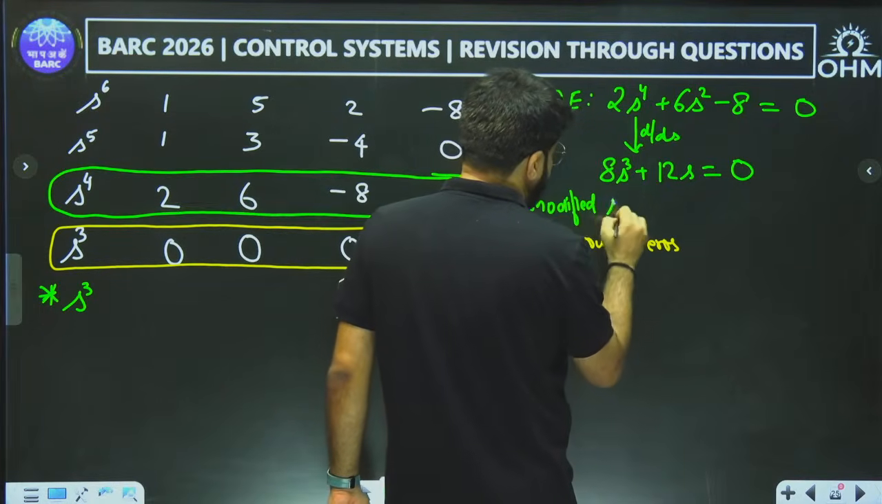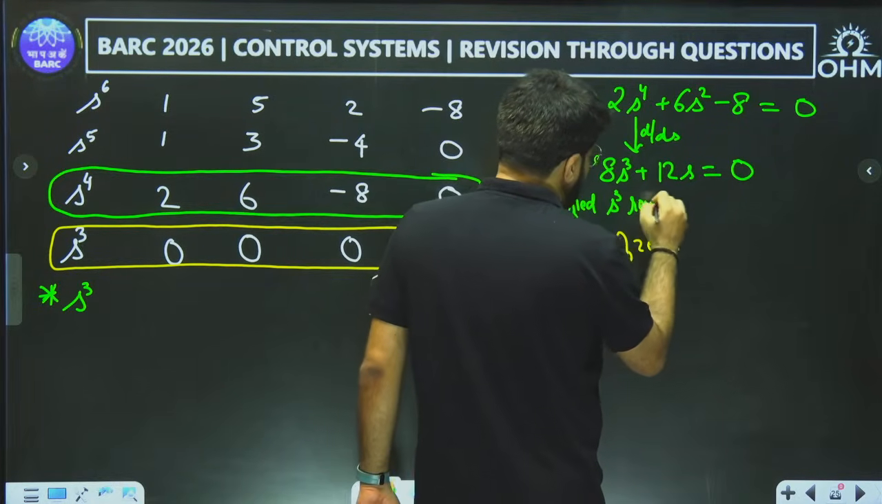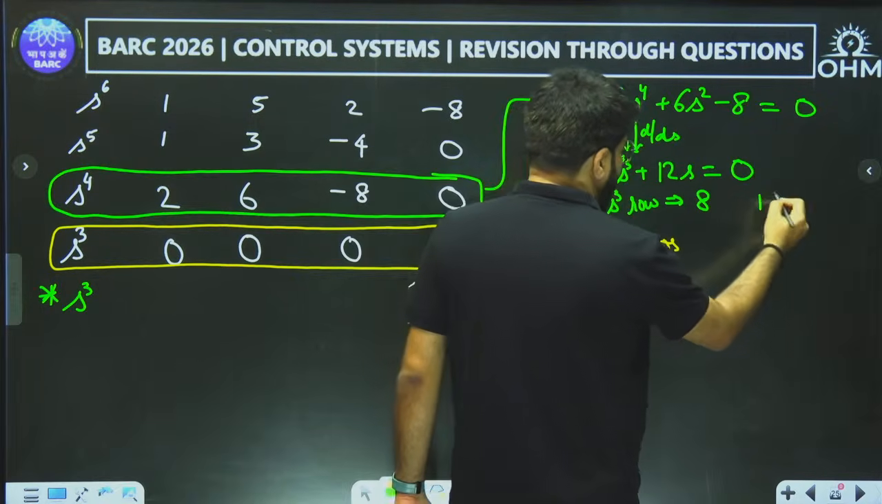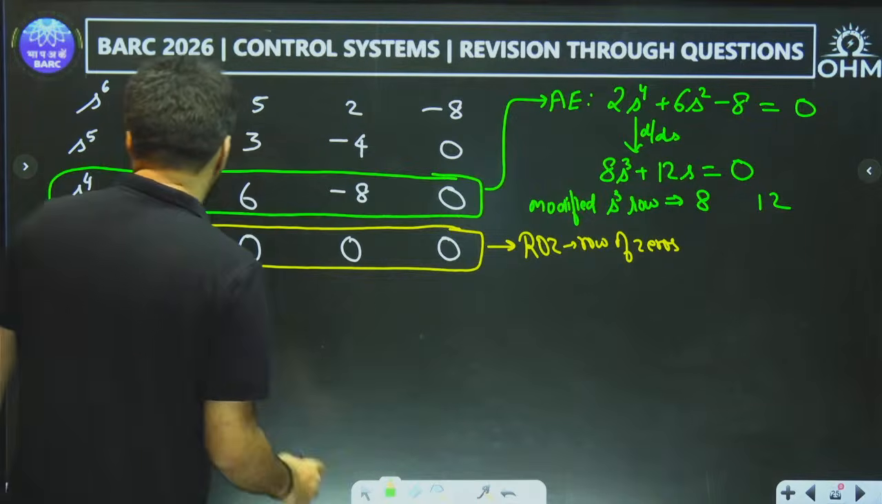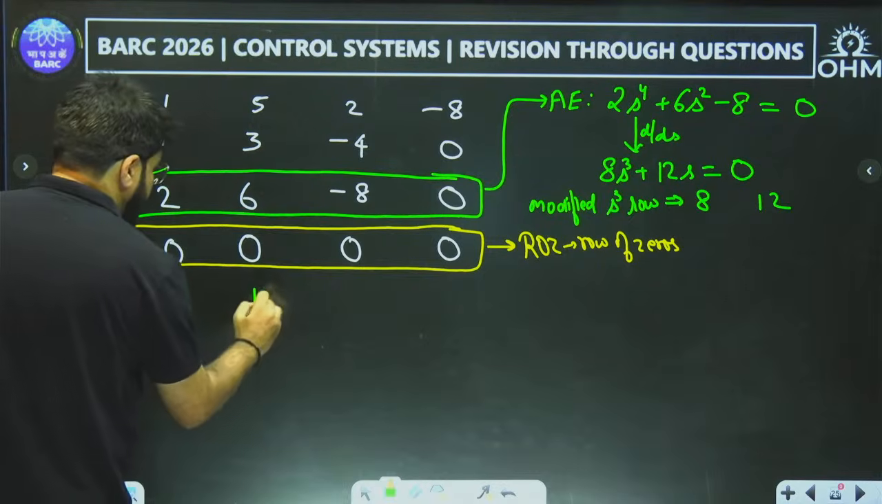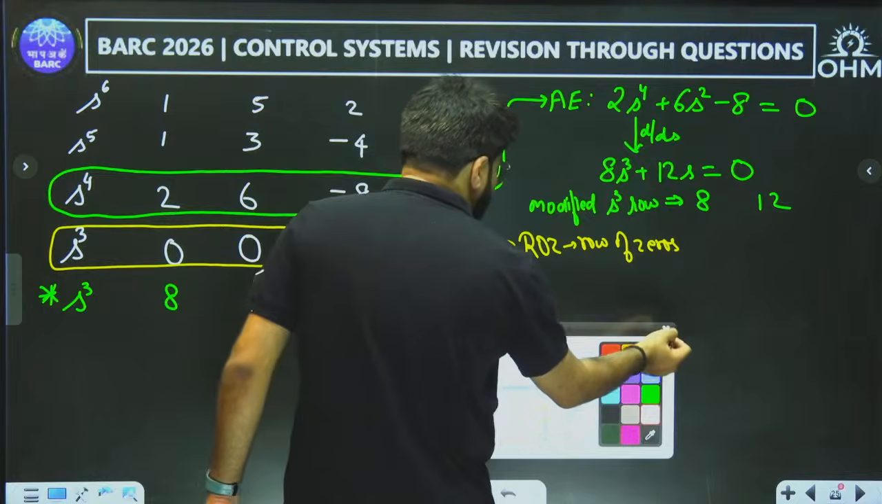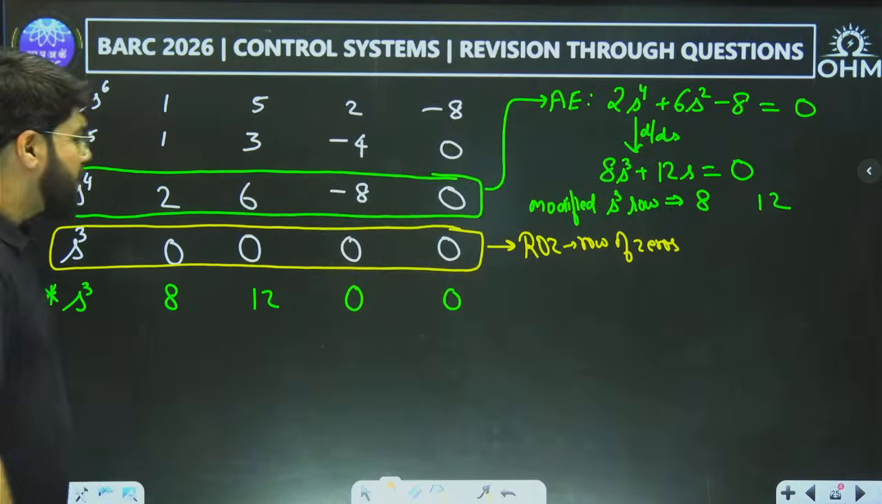I'll write down here as well. Modified s power 3 row. Now s power 3 coefficient 8, alternate term 12. 8 and 12 are the two coefficients that you can fit in here. Rest, what is not there means 0. Okay, now continue with the Routh-Hurwitz again.